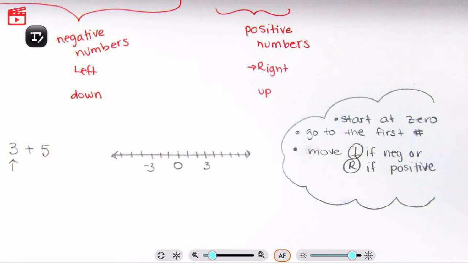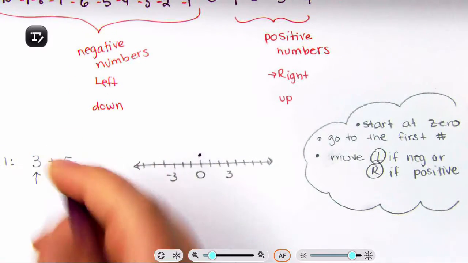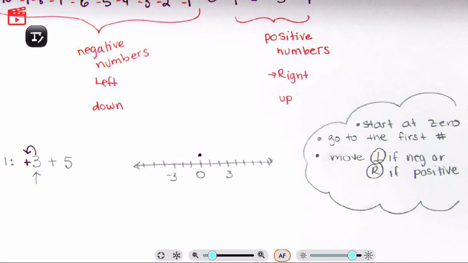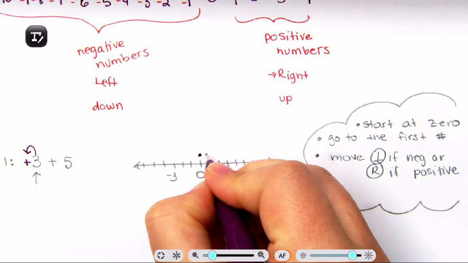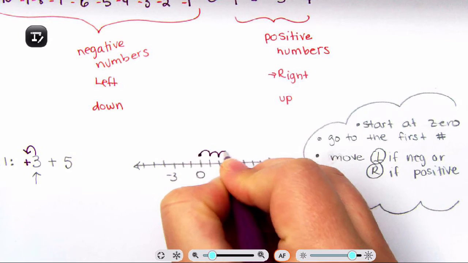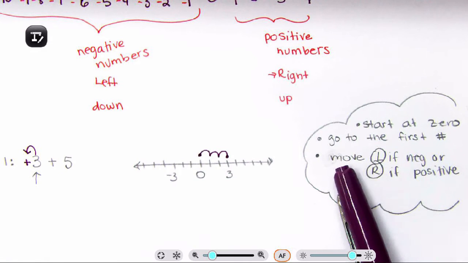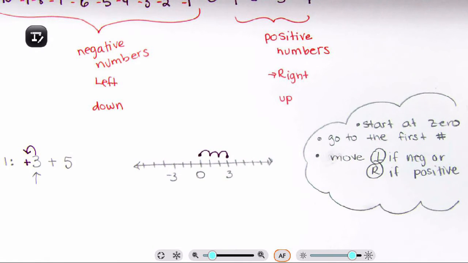Okay, so here's 0. We're going to start at 0. We're going to go 3 jumps. What is the sign in front of 3? It is a plus. Now, mathematicians are lazy, so because 3 is the first number and it is not negative, we typically don't put a plus there, although it is implied. All right, so we go to 3. 1, 2, 3. Here we are. Then we start at 0, we go to the first number, we go to positive 3. Move left if negative, or move right if positive.